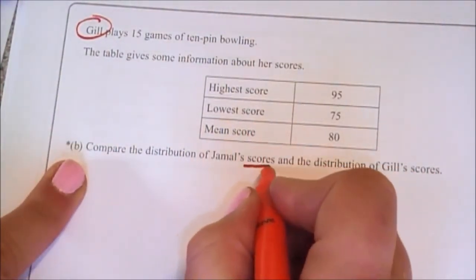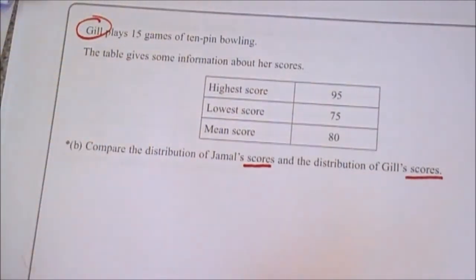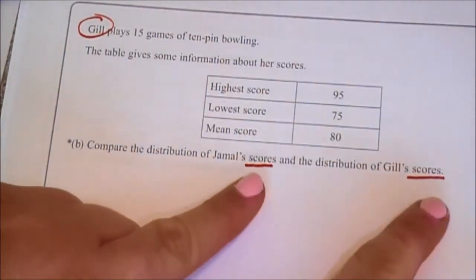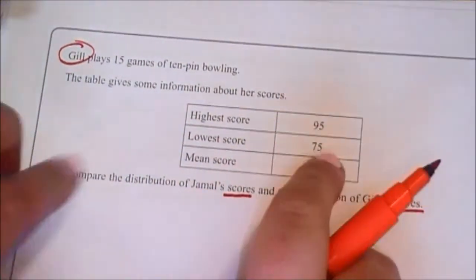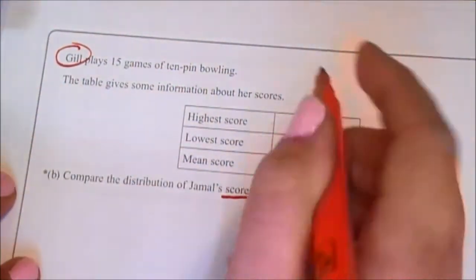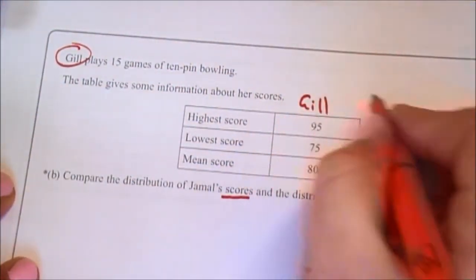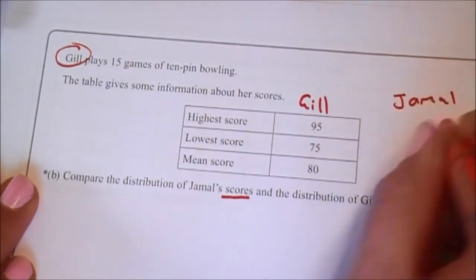Now, the fact that they're telling you to compare the distribution of the scores means that in the end, you're going to have to make reference to the fact that you're dealing with scores. Okay? Now, what we need to do, they've given us that information of Jill's. I need that information of Jamal's. So I'm going to just say there, that's Jill's. And I'm going to put a little heading in here for Jamal.